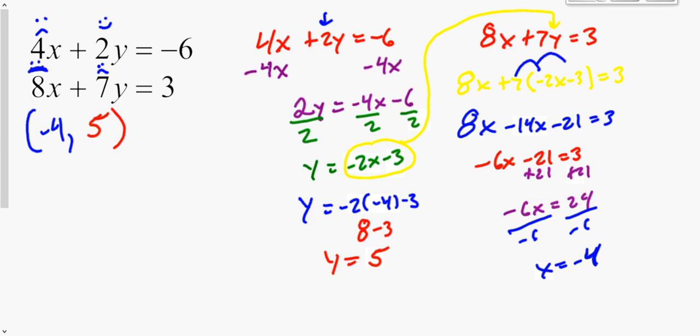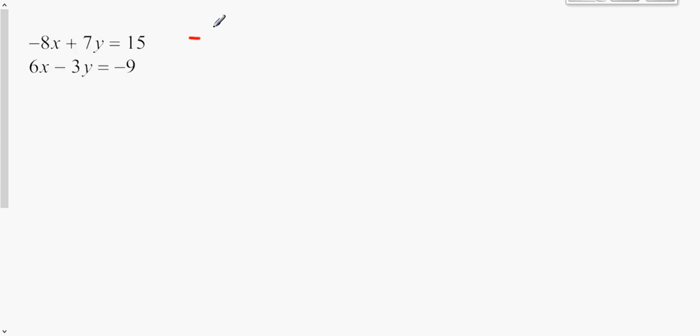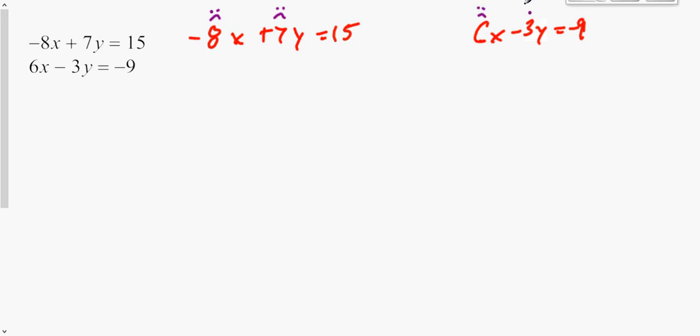I'm going to try one last one just like that. Negative 8x plus 7y equals 15. 6x minus 3y equals negative 9. So does 8 go into 7? No. Does 7 go into 8? No. Does 6 go into 3? No. Does 3 go into 6? Yes. Does 3 go into 9? Yes. So there's what we have to get by itself.